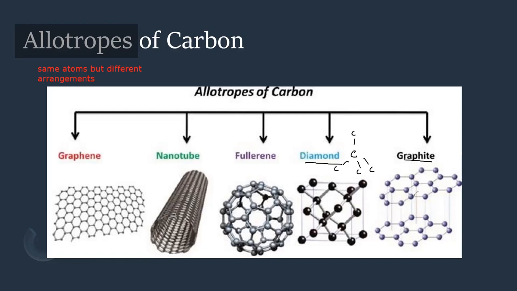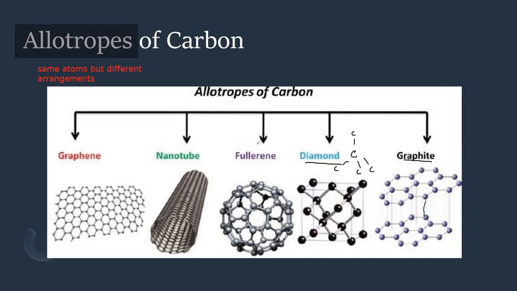There is attraction between the layers, but that is weak attraction. That's why the layers can slide over each other, and graphite is a soft material. What about fullerene? It's like a sphere made up of carbon atoms. There is no end point, no starting or ending point.